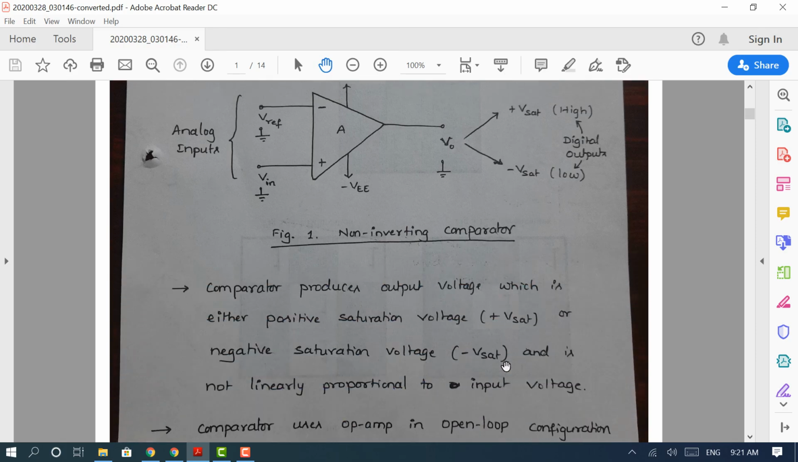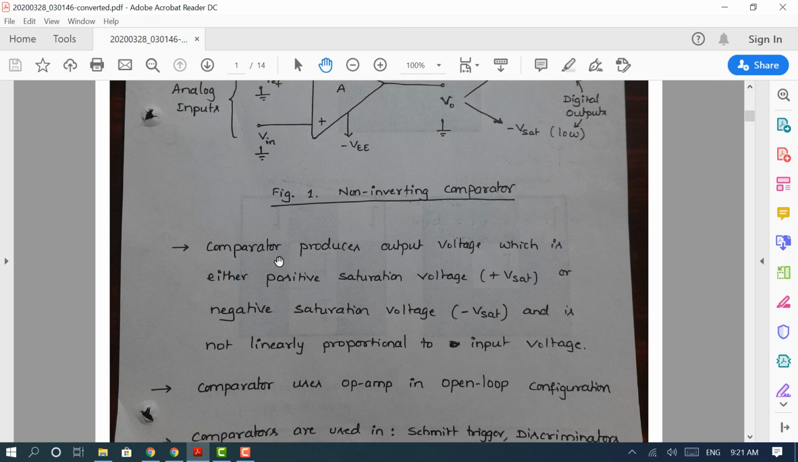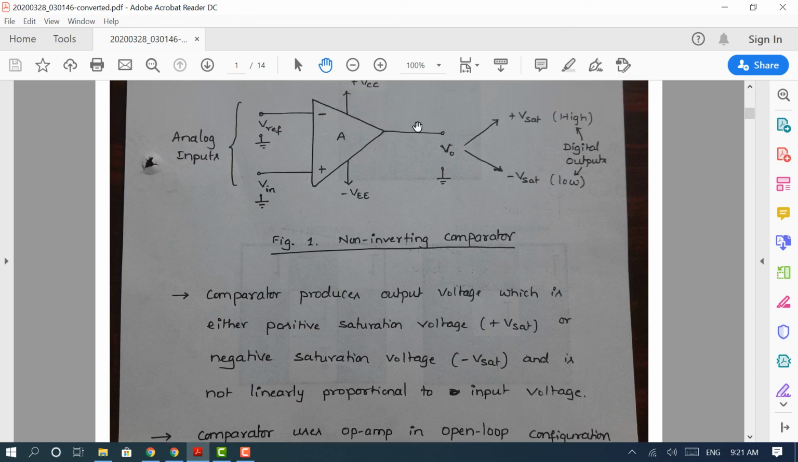Whatever I have explained so far, I have given in written form here. The comparator produces an output voltage which is either positive saturation voltage plus Vsat or negative saturation voltage minus Vsat. One more observation is that the output is not linearly proportional to the input voltage. If you look at the circuit, V naught will not vary linearly with the input voltage. It is non-linear in nature.